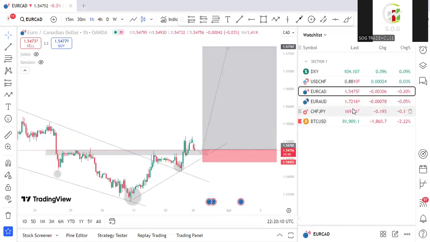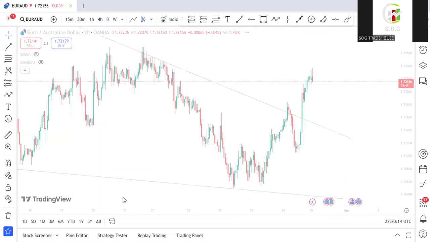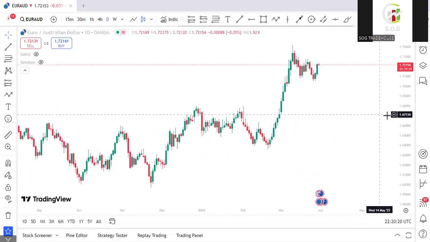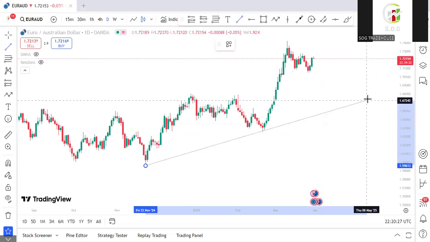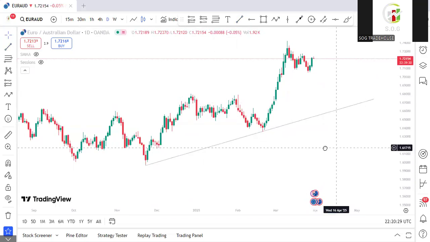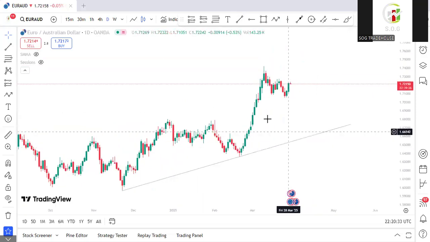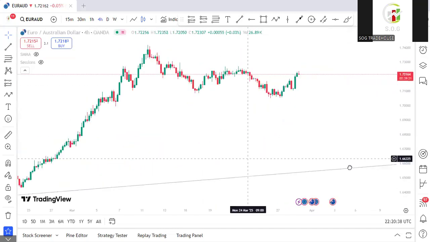So the next pair on my list is EURAUD. So I will delete everything and start the analysis afresh. So on EURAUD, first thing we do, we connect our trend line. So we've got the first touch of this trend line, the second touch, and also waiting for the third touch of the trend line. Like I always say, we trade what we see, not what we think. So let's go down to the 4-hour time frame to see what's going on.